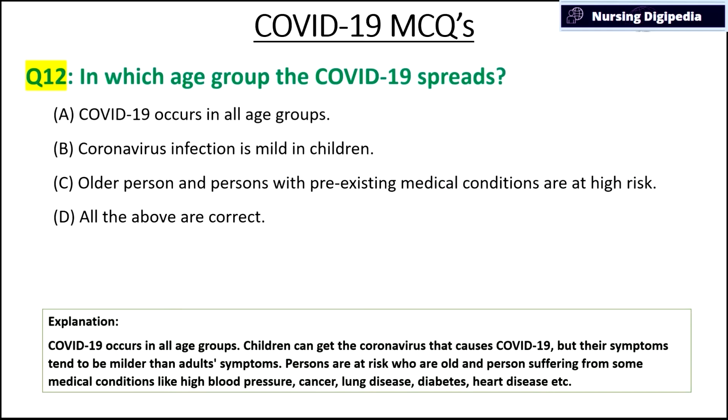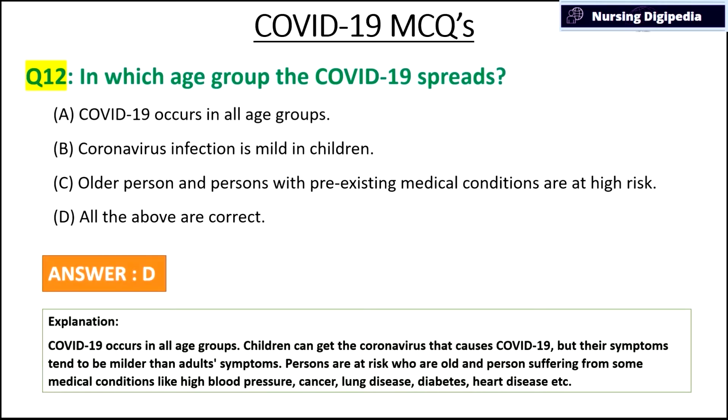Question 12. In which age group does COVID-19 spread? A. COVID-19 occurs in all age groups. B. Coronavirus infection is mild in children. C. Older persons and persons with pre-existing medical conditions are at high risk. D. All the above are correct. And the answer is D.